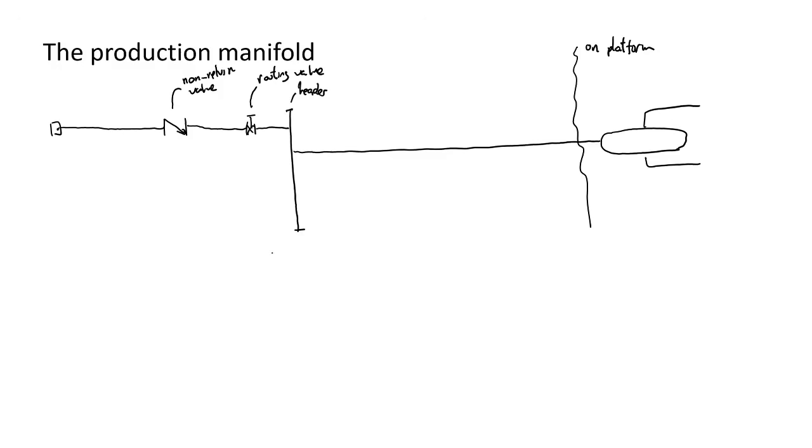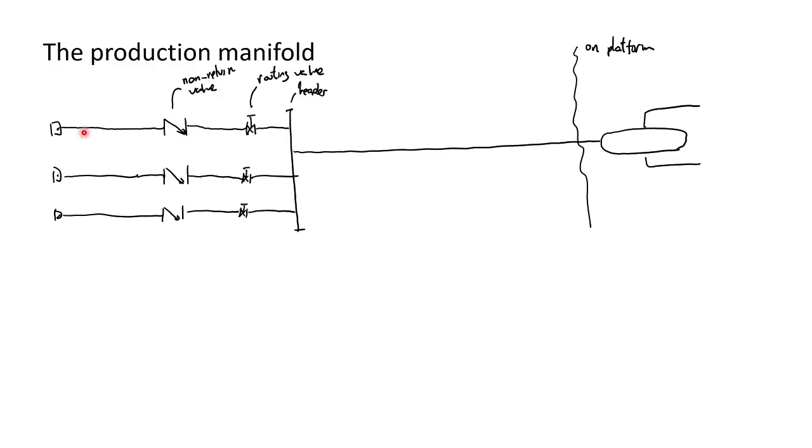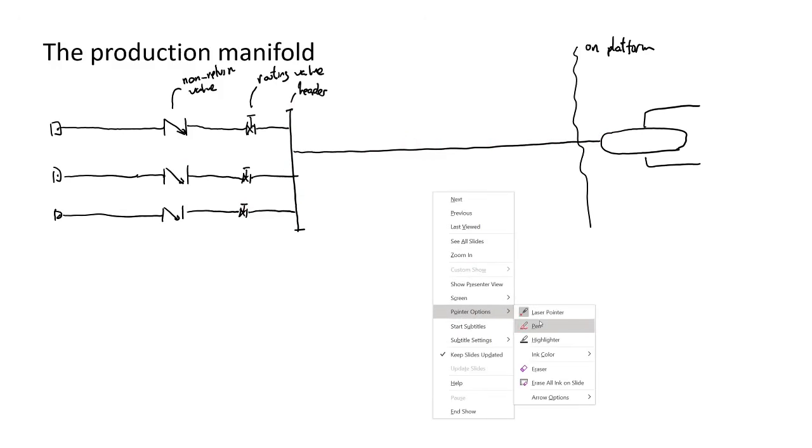Now, the manifold is commingling. Let's say you have another well here. Let's put one more. So you commingle the production of wells 1, 2, and 3 in this header, and from there it is sent further to the facilities. This can be short if, let's make that comment.